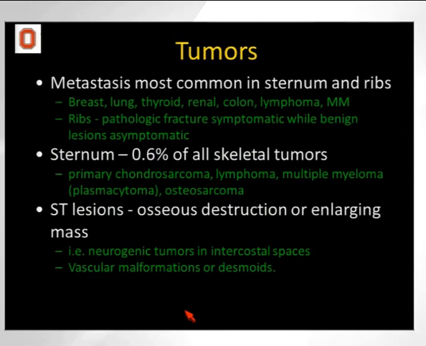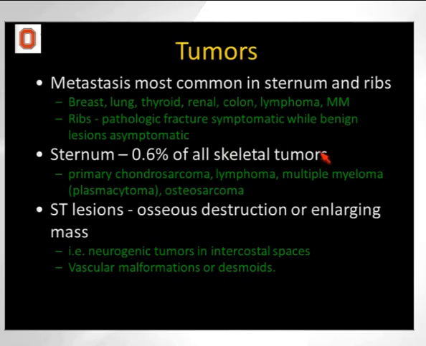I'd like to finish up with tumors. We know that that's kind of the first thing we look for in patients with chronic pain, but in patients with acute pain, you also need to consider, because in patients with pathologic fractures, those are the ones that are usually going to be the bad players, whereas benign lesions tend to be relatively asymptomatic.